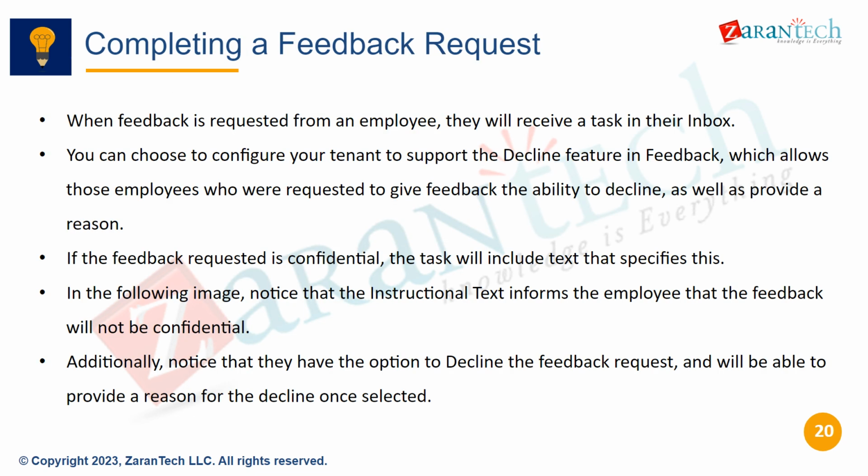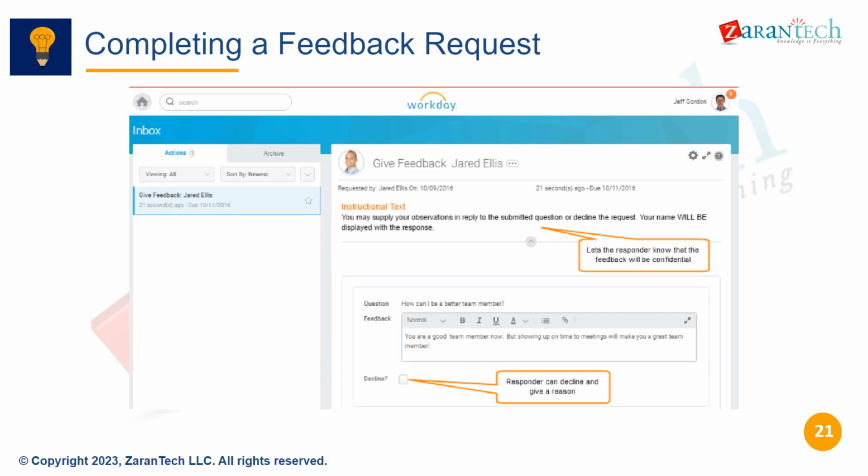When feedback is requested, the recipients get a task in their Workday inbox. The request can be declined if that functionality is enabled. Confidential requests will specify the confidentiality. Recipients can also see if they can decline and will provide a reason. The inbox task provides clear instructions on responding to a feedback request. The ability to decline undesirable requests improves the feedback culture.